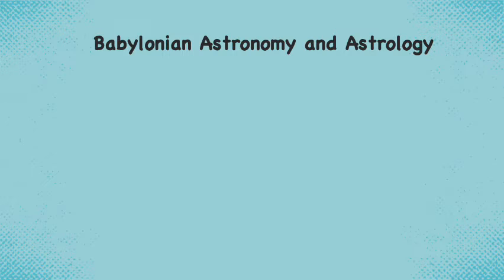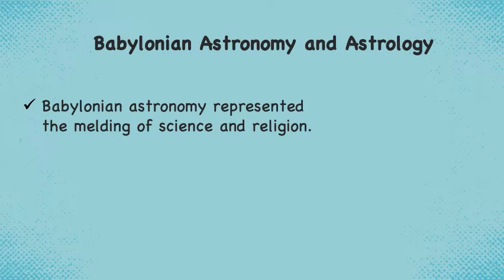Astronomy and astrology occupied an important place in Babylonian society. Babylonian astronomy represented the melding of science and religion. The planets were all associated with different deities, and observatories were attached to the temples, and reports were regularly sent by astronomers to the king.